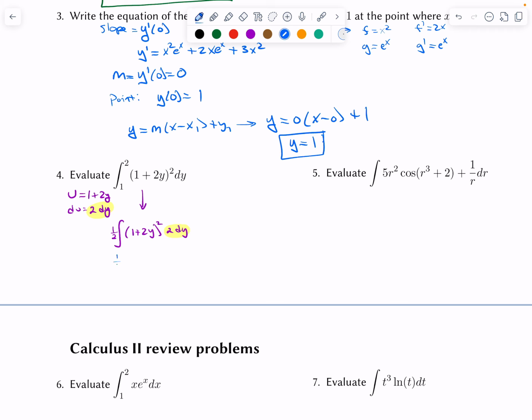So this becomes 1/2 times the integral of u squared du, which we all know is 1/3 u to the 3rd. This is a definite integral, so I'm just going to ignore the fact that the plus c is there. So now I'm going to put the limits back in. So this is 1/6 times (1 plus 2y) to the 3rd, evaluated from y is 1 to 2.